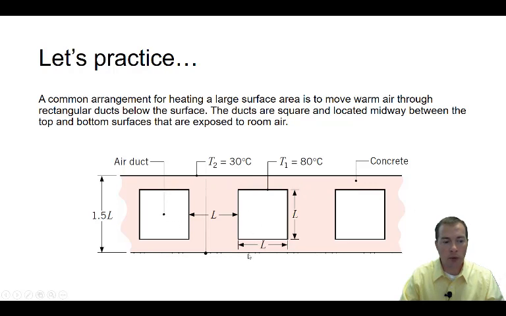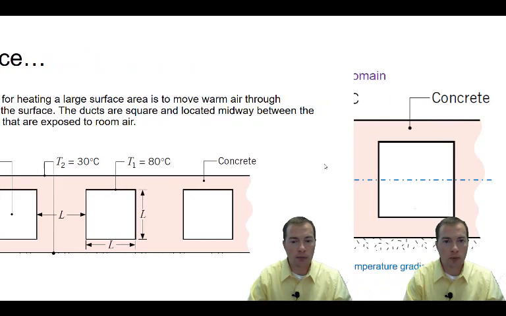The surfaces of the wall are maintained at 30 degrees C by the room air. Warm air is passed through the ducts, maintaining the interior surfaces of the ducts at 80 degrees C. We are interested in knowing how much heat is transferred from the warm air in the ducts into the room.